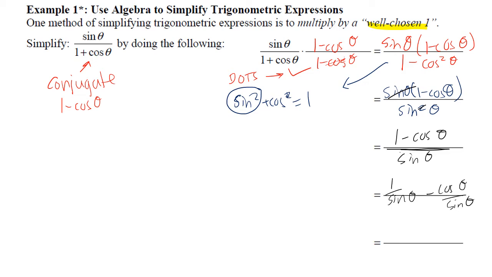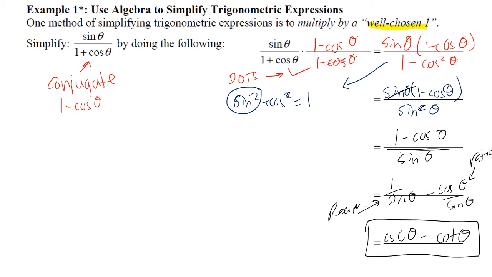1 over sine theta, going back and looking at our identities, is a reciprocal function. And this guy right here is a ratio function. So 1 over sine theta is equal to cosecant theta. And cosine theta over sine theta is equal to cotangent theta. So this is what this simplifies to: cosecant theta minus cotangent theta.